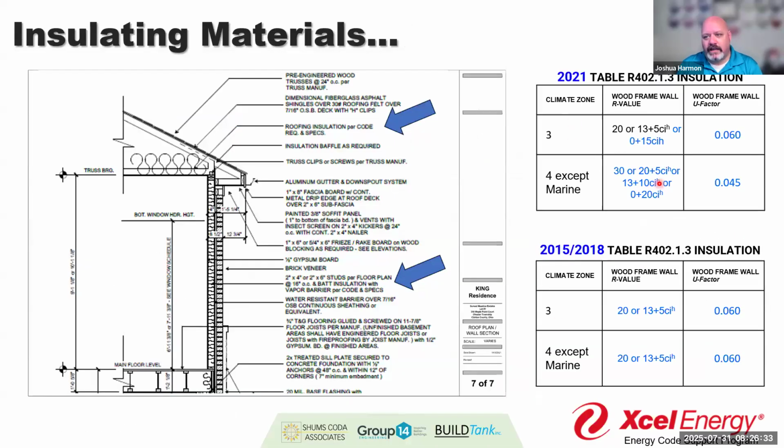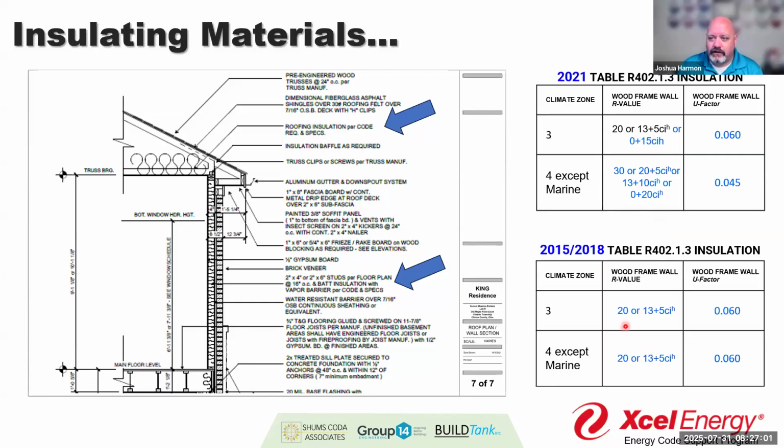And so then we can look at our tables and say, hey, what am I going to do now versus what I've done in the past, right? If we look at what the code has really done over the last couple of years, we've got 21 here, which is what the state is currently on. We've got the 2015-18, which is some previous editions. And we see that the U value or the R value has really not changed significantly, right?